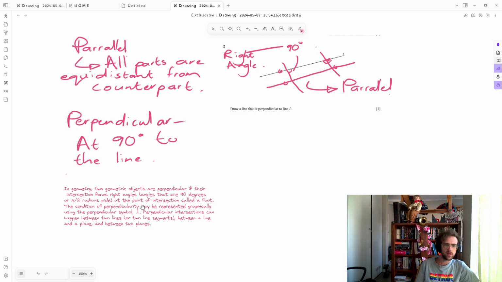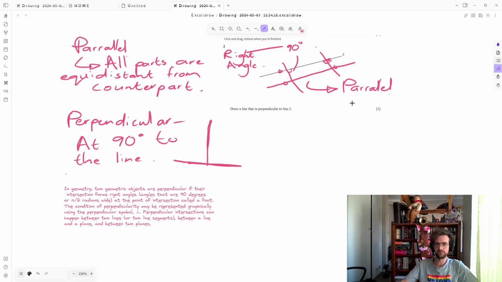The condition of perpendicularity may be presented graphically using the perpendicular symbol. So this is the symbol over here that you need to remember. Looks like that. A little hangman. Not that big. And perpendicular intersections can happen between two lines or two line segments, between a line and a plane, and between two planes. Okay, so that is basically perpendicular.